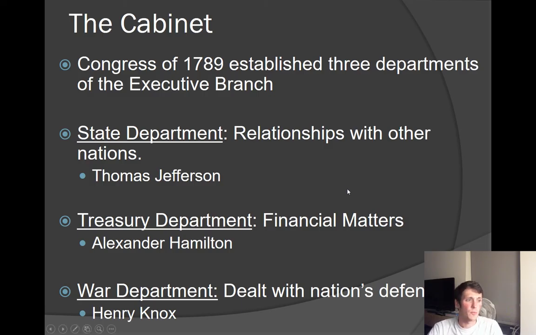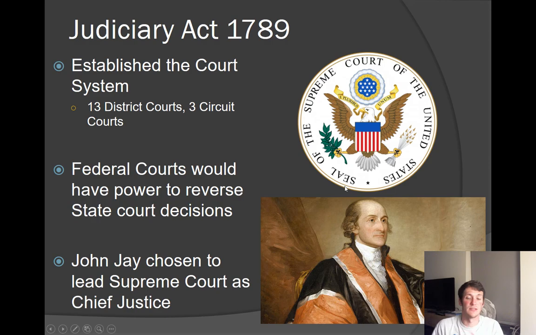Okay, so going down, you're also going to get this thing called the Judiciary Act. The Judiciary Act is going to be pushed through Congress. It's going to establish the court system, this idea that federal courts are going to be higher up than state courts. Federal courts can actually reverse state decisions and that kind of stuff. And a man named John Jay is going to be chosen to lead the first Supreme Court as the first Chief Justice. The big Chief Justice from Virginia that we're going to be talking about too is a man named John Marshall, in the Marshall Court, and he's going to be really important for your SOL.